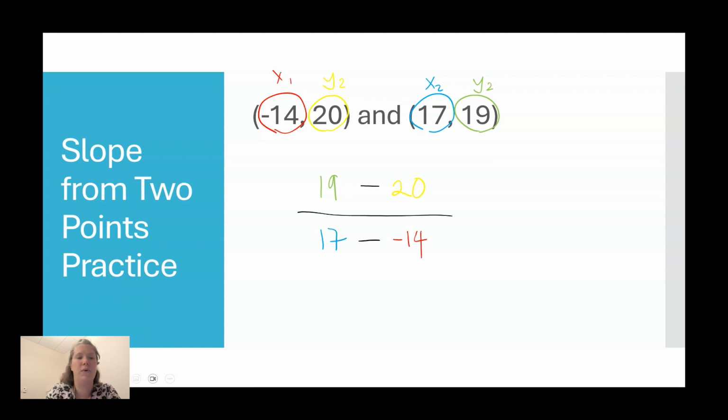All right, so when I solve this, 19 minus 20 is negative 1. And then careful, 17 minus negative 14 turns into 17 plus 14. So this is going to become negative 1 over 31. Very odd slope, but here we are.